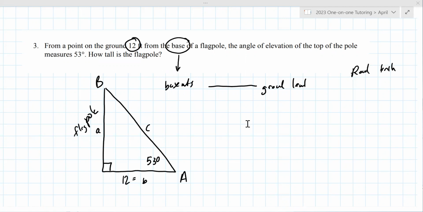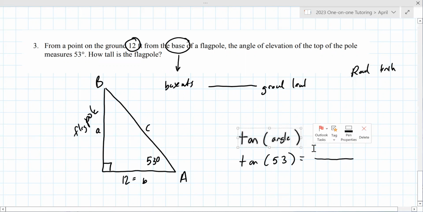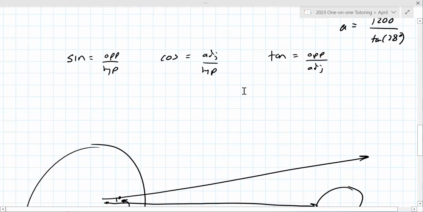All right, let me jump in here. You're taking the tangent of an angle, and it equals a ratio of sides. What are the ratio of sides here? Let's go back up. Tangent is opposite over adjacent.